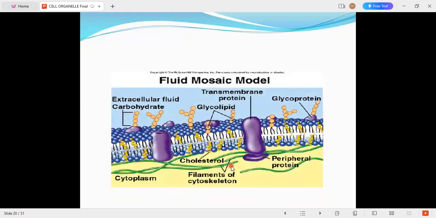This is the fluid mosaic model. Here you can see some are intrinsic proteins, some are extrinsic proteins. Here is a phospholipid bilayer. Here is the hydrophilic head and the hydrophobic tail, which is on the interior side. So this is the fluid mosaic model.